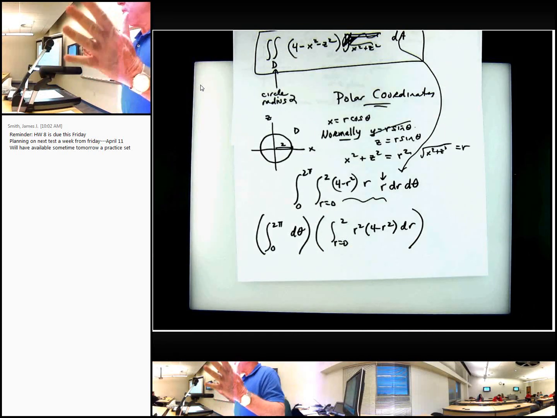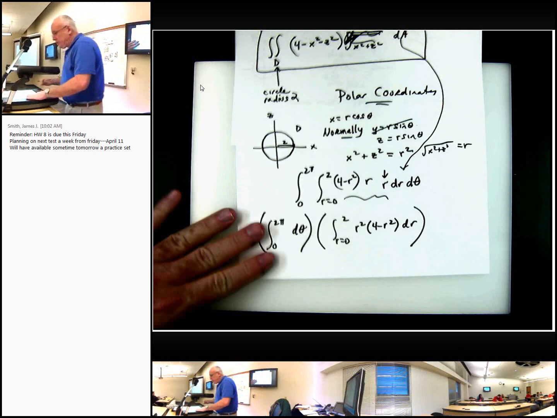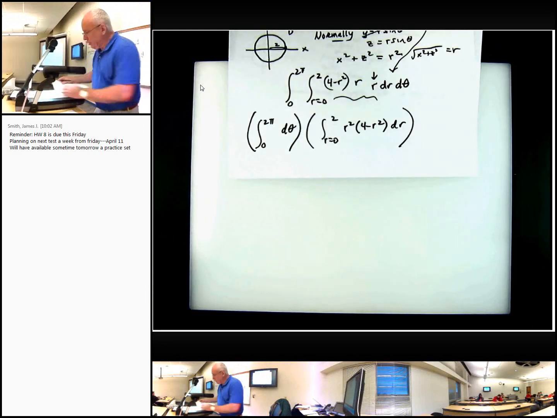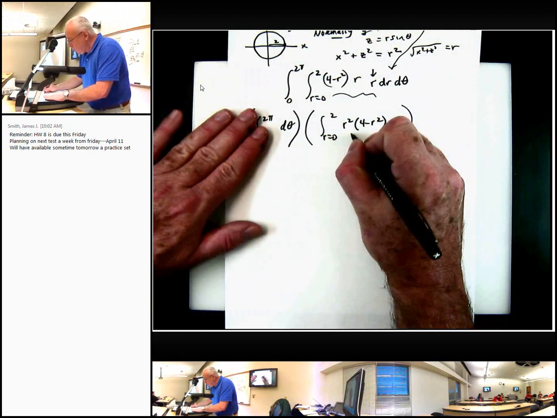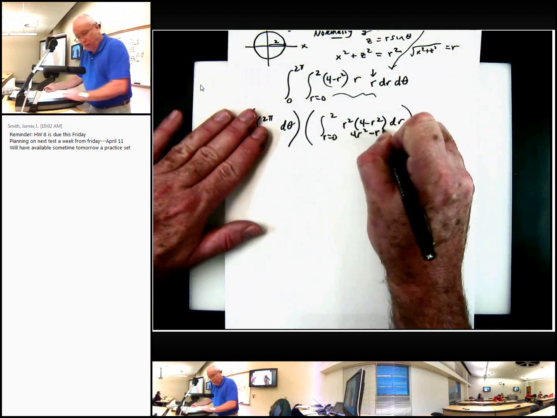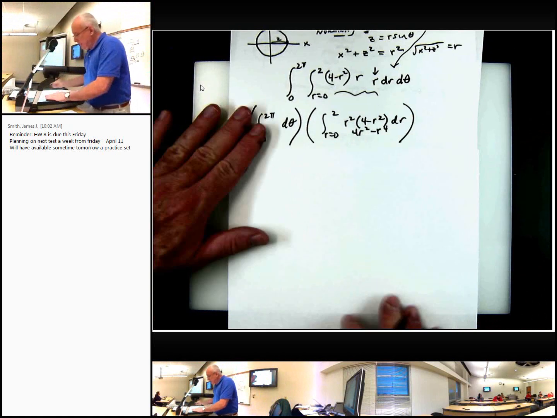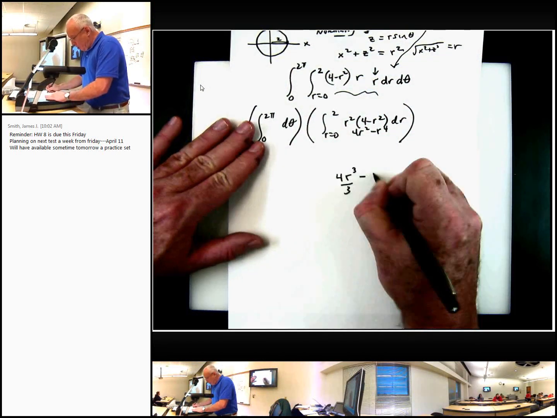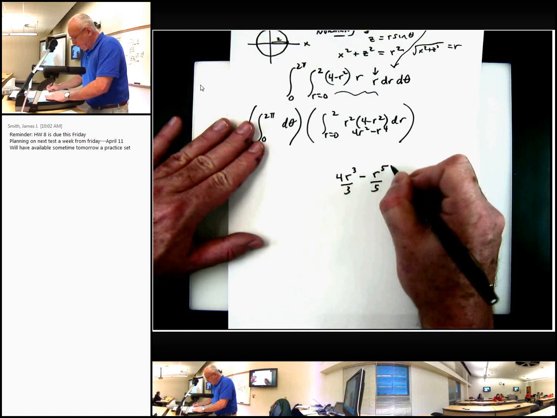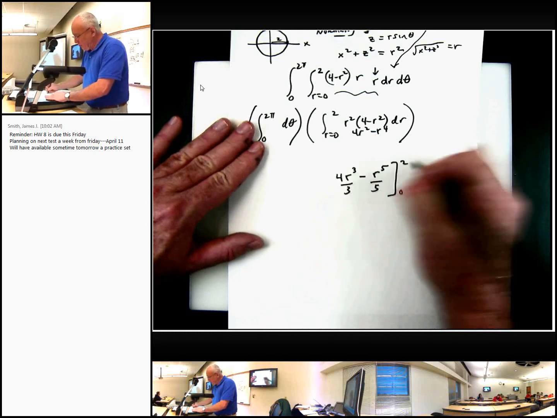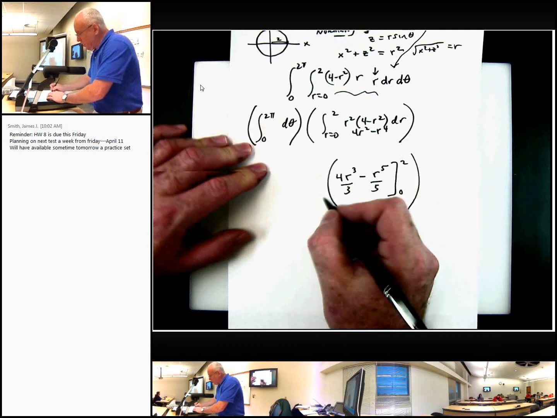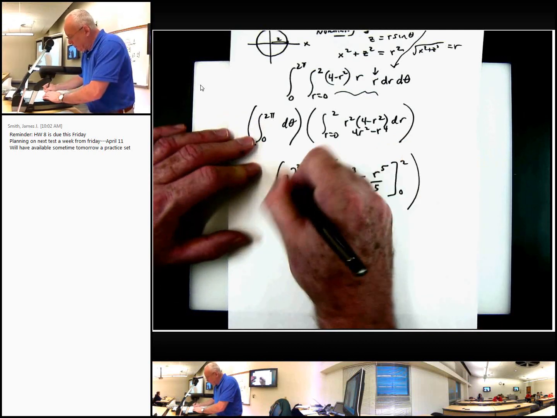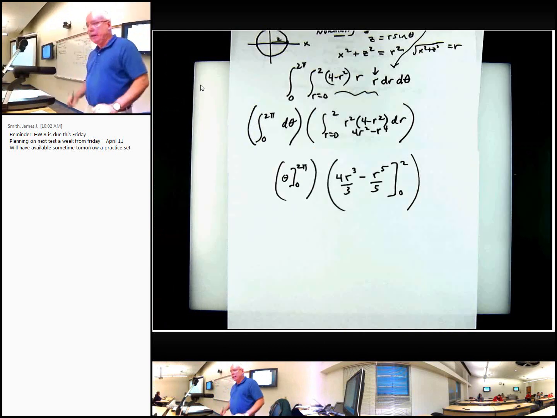Okay, that's one thing we can do. So now we just have two single integrals to do, and so let's do the r one here. So this is 4r squared minus r to the 4th power. So get the antiderivative, that's going to be 4r to the 3 over 3 minus r to the 5 over 5. And we're integrating from 0 to 2. The other one is just going to be theta from 0 to 2 pi. And of course, that's just going to be 2 pi.